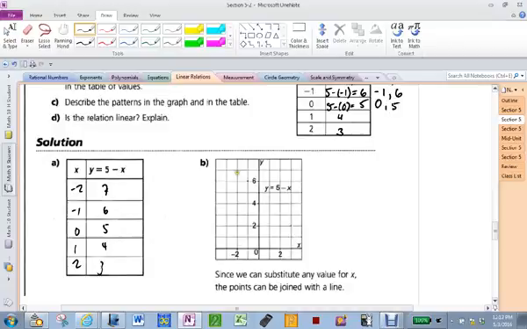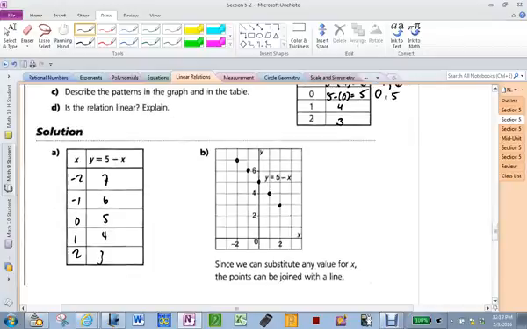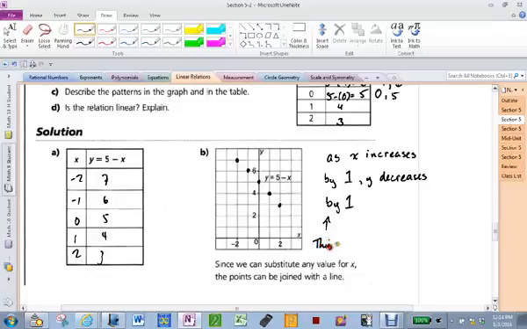Negative 2, 7. Negative 1, 6. 0, 5. 1, 4. 2, 3. Now, what is happening? We've graphed it. What's the pattern? As X increases by 1, Y decreases by 1. Does that continue to happen? Yes. So is it linear? Yes. This is linear because it's the same pattern.